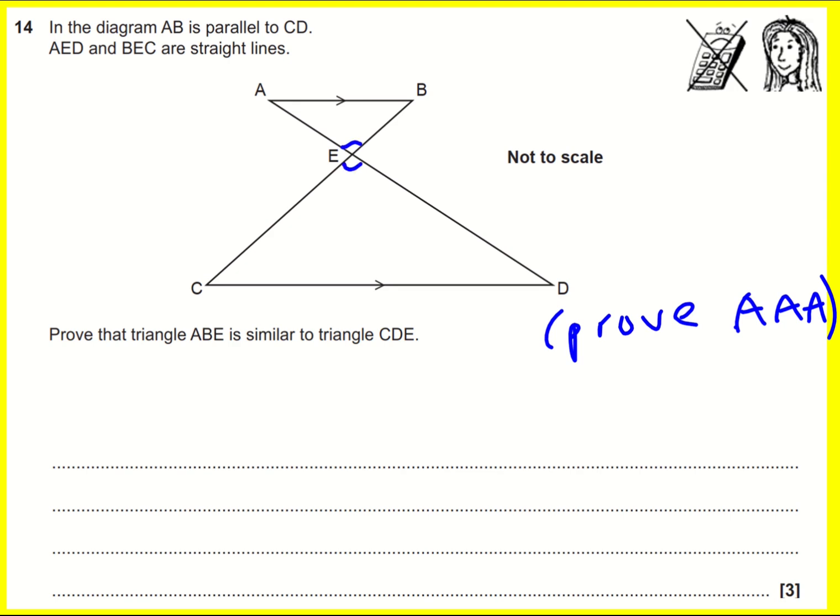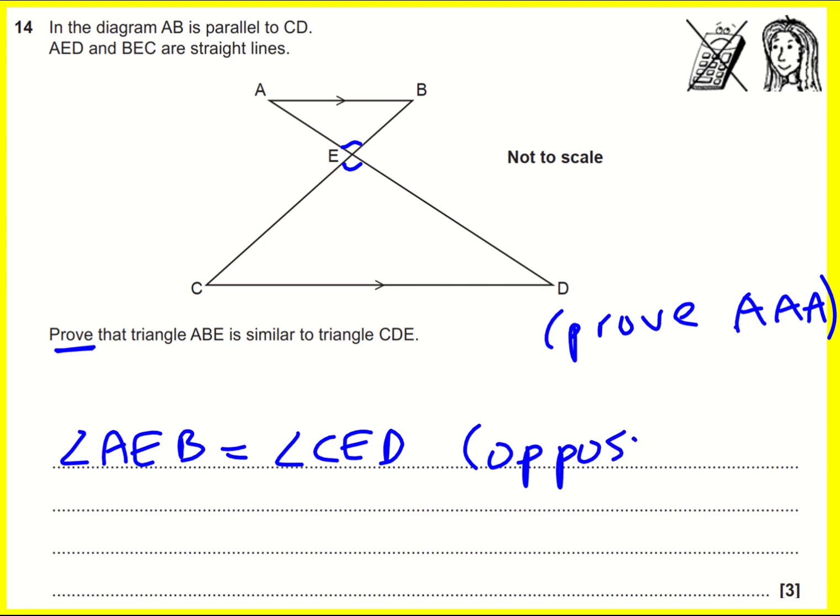These two are the same. So I might write down that angle AEB equals angle CED, these blue ones. But because it's a proof, I should give a reason why, and I would say that they're vertically opposite. Okay, good start. We've got one of the pairs of angles the same.